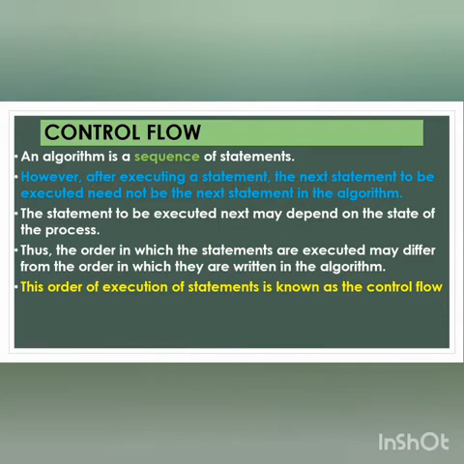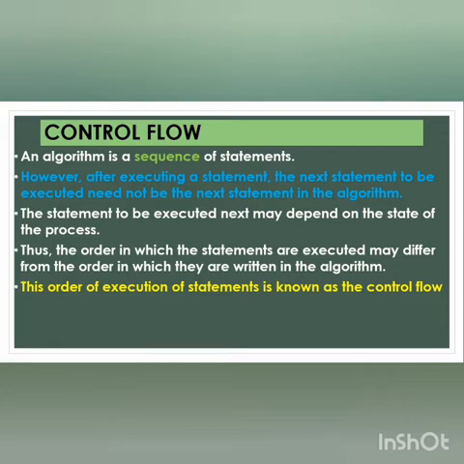Next one is control flow. An algorithm is a sequence of statements. Sequence means one by one. However, after executing a statement, the next statement executed need not be the next statement in the algorithm, which means statements in a program need not necessarily be executed in a sequential order.